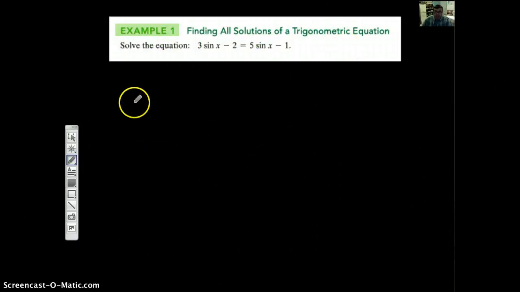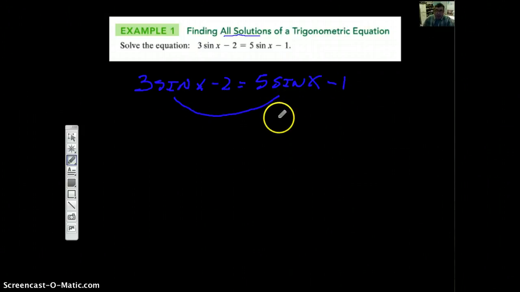Let's start with number one. Find all solutions. That's the key to this problem. So that means all the domain values that work in this equation. All right, well, here's the equation. 3 sine of x minus 2 is equal to 5 sine x minus 1, right? We could just subtract that. That's like 5x minus 3x. 2 sine x minus 1 is equal to negative 2.